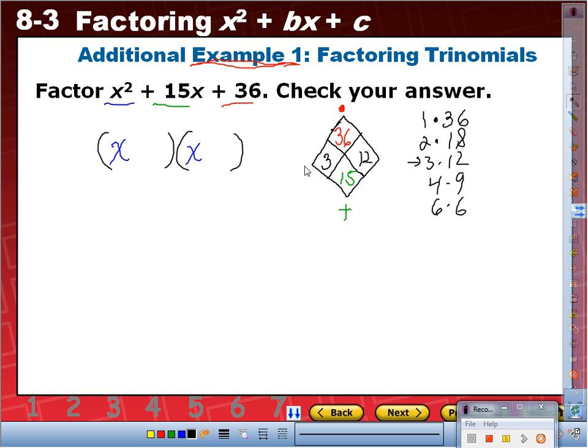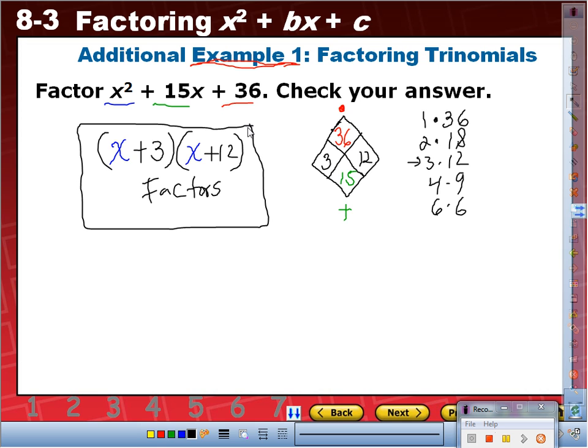Therefore, check this out. Both of them are positive, so I write plus 3 plus 12, and these are my factors. Copy that, please. That's pretty good. Not yet, not yet. Copy that, please.